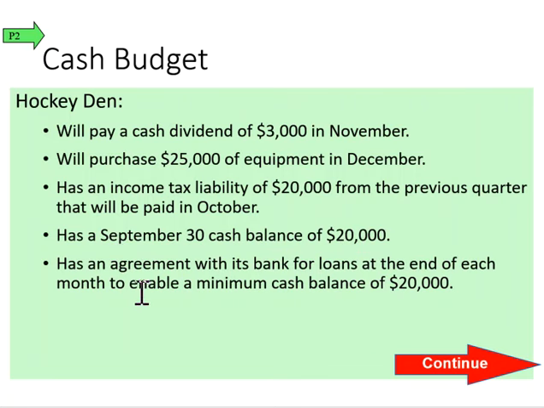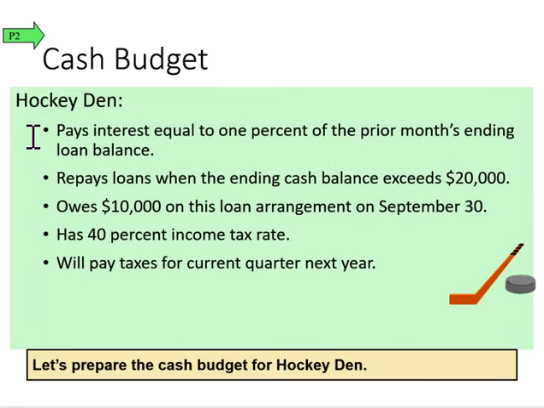of credit, if at the end of each month they have to have a minimum of $20,000, so they will borrow. Also, they pay interest equal to 1% of the prior month's ending loan balance. They repay loans whenever the ending cash balance is greater than $20,000. Now, they owe $10,000 on this loan arrangement on September 30th, and they have a 40% income tax rate. They will pay taxes for the current quarter next year.